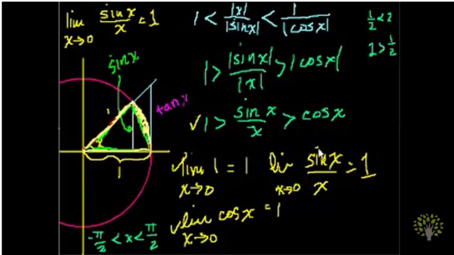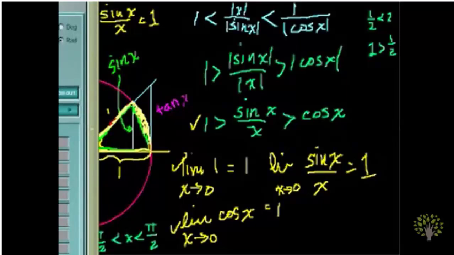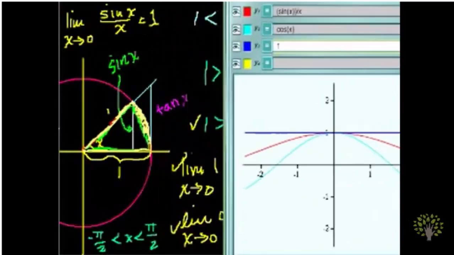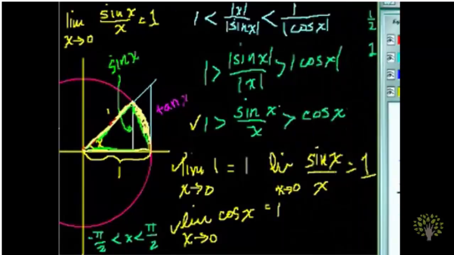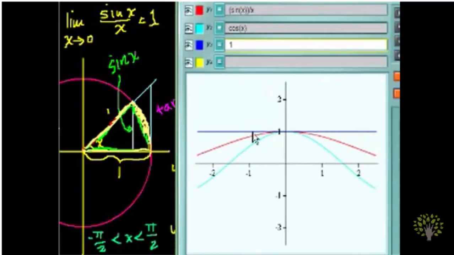And if you want to see it graphically, I've graphed it here. Let me see if I can graph this thing. Let me show you the graph, just so you believe me. So we said that 1 is always greater than sine of x over x, which is always greater than cosine of x, between negative pi over 2 and pi over 2. And of course, this isn't defined at x equal to 0, but we can figure out the limit. So there we have it.